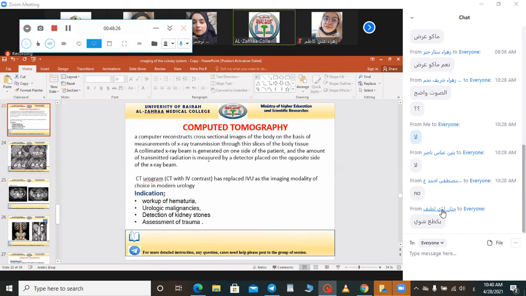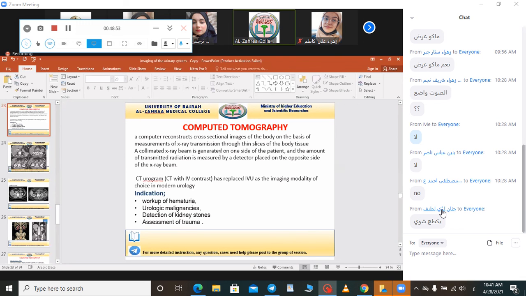For demonstration, the principle of action of CT is that the CT, this ring around the patient, has two parts. One emits X-rays and the second detects the transmission. They send thousands of X-rays through thin slices of the body, and a computer analyzes this transmission. It is just for your knowledge.